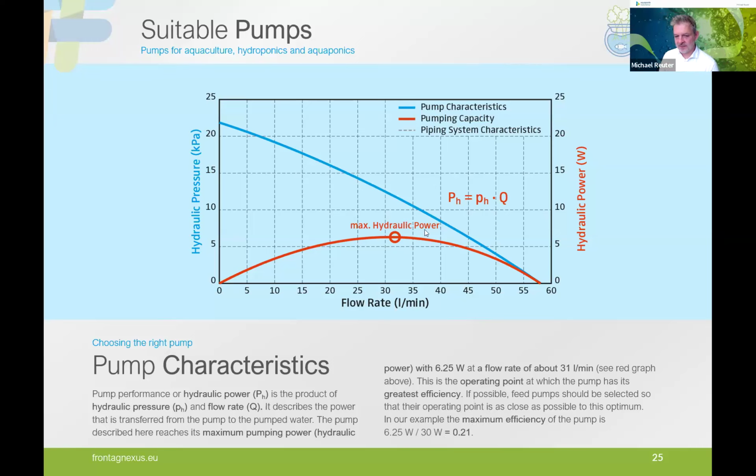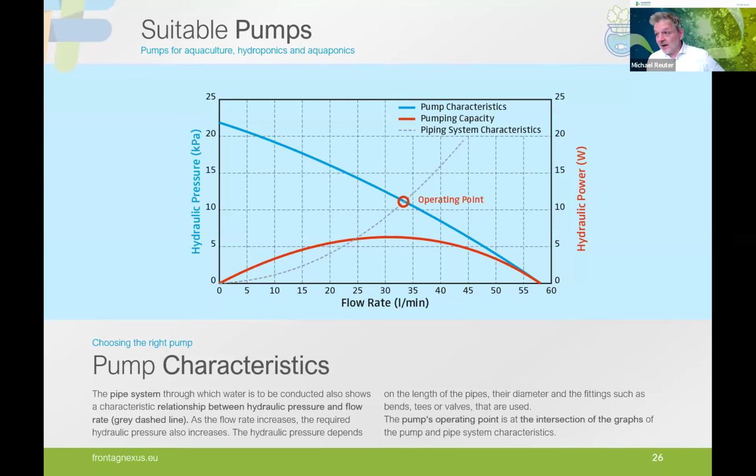In our case, at this point here, we have a hydraulic power of 6.25 watts, and the pump had an electric power of 30 watts. So the efficiency would be 0.21. That's not really good, but it's not that bad either for small pumps.